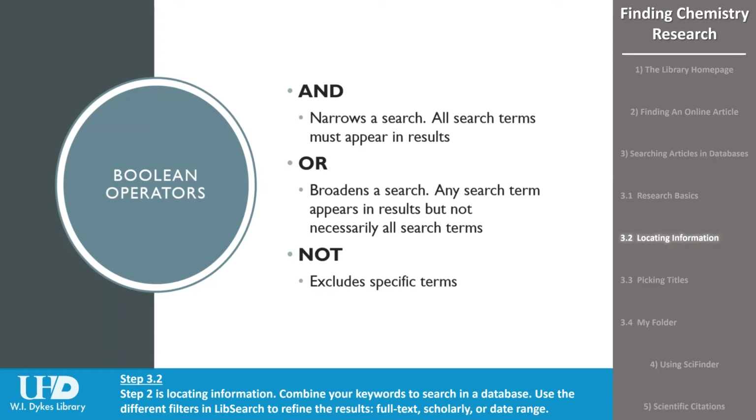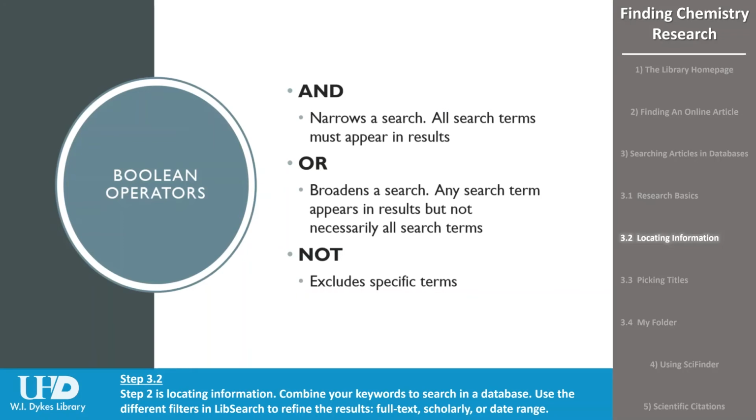The operator NOT excludes a specific term or terms. For example, if you were searching for the term Java, but you didn't want information about coffee or the island, you'd use NOT to make sure only articles about the programming language would be in your results. You'll probably use this operator the least.